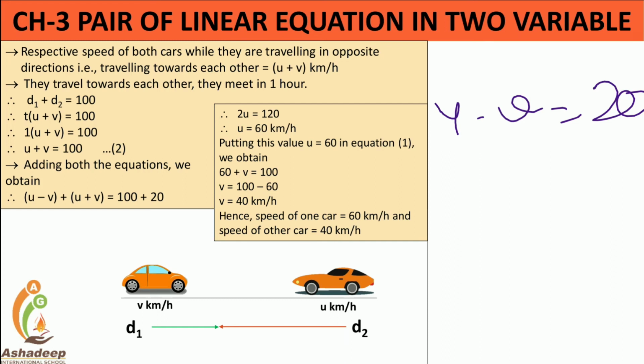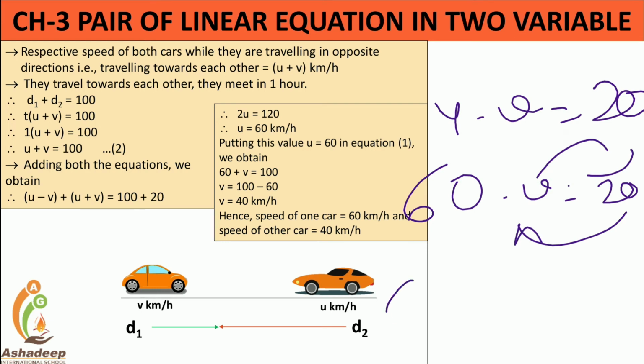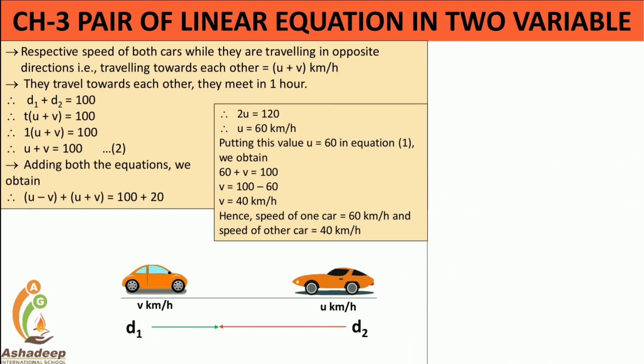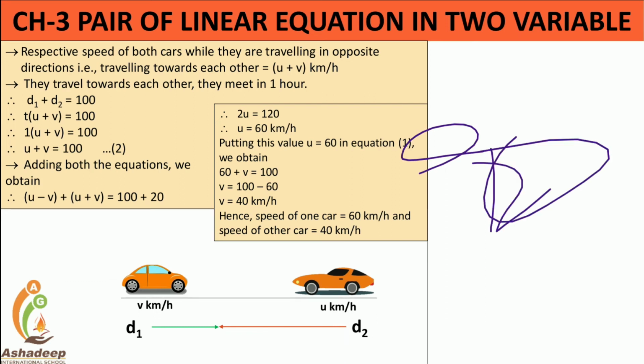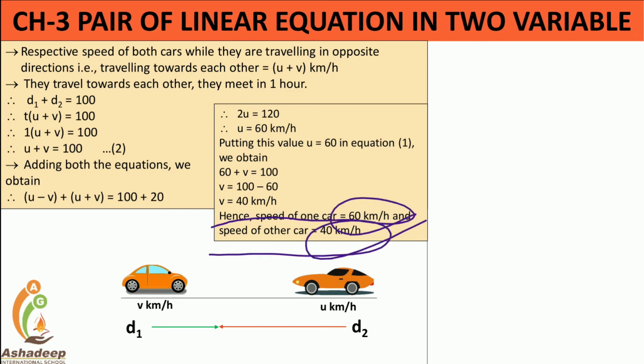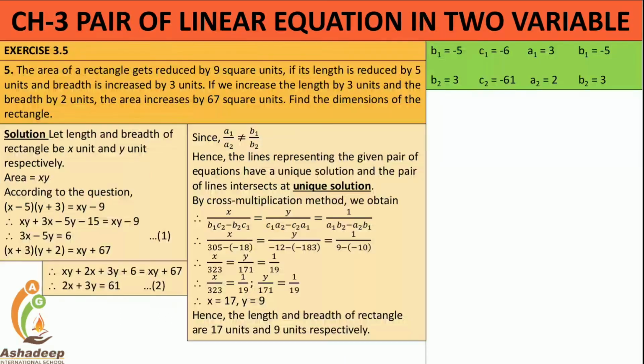Now what is the value of u? It is 60 minus v is equal to 20. Now v goes to the other side and 20 comes to this side. So 60 minus 20 is equal to v. 60 minus 20 is 40, which is equal to v. See, you can put this value in any equation, whether in equation number 1 or in equation number 2. The answer is the same. So hence the speed of one car is 60 and the other car is 40 km per hour.